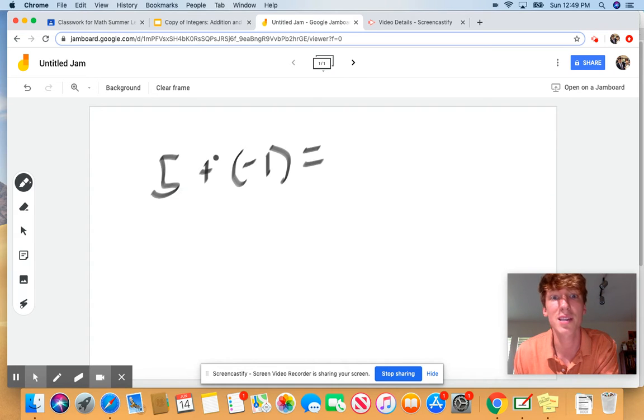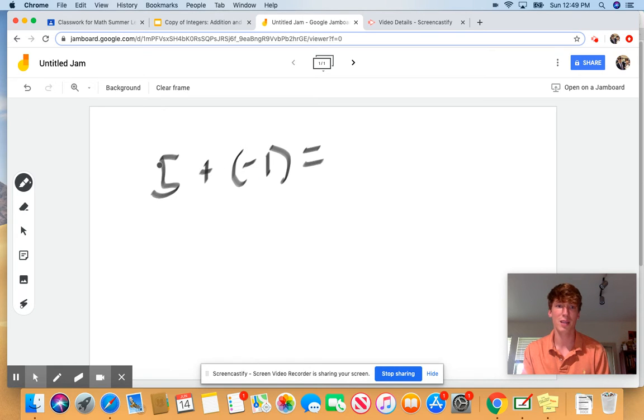I like to think of this as money. Okay, everybody likes to think of money. Let's say we had $5. Then we add negative 1, so we're adding a debt. Someone comes up to us and they're like, hey, you owe us $1. Adding a negative is the same thing as subtraction. So if you owe someone $1, you're adding a negative.